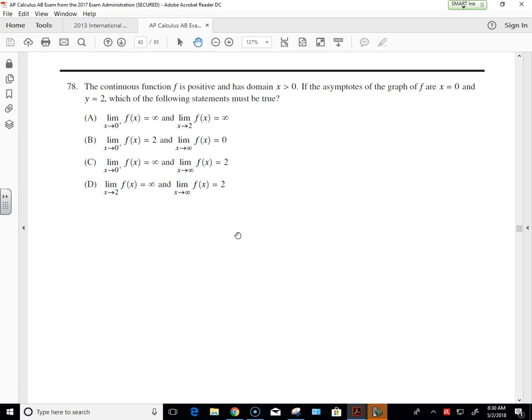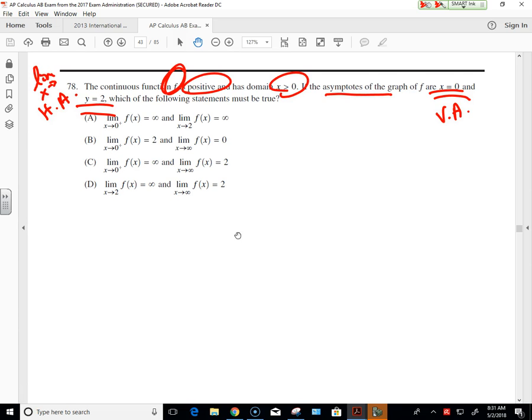Number 78. The continuous function is positive and has a domain x greater than 0. So that's our domain. That's f. If the asymptotes of the graph are 0 and 2, x equals 0, wouldn't that be an asymptote? Yes. And then y equals 2, that would be a horizontal asymptote. We've talked about how horizontal asymptotes are limits to infinity or negative infinity. Which of the following must be true?